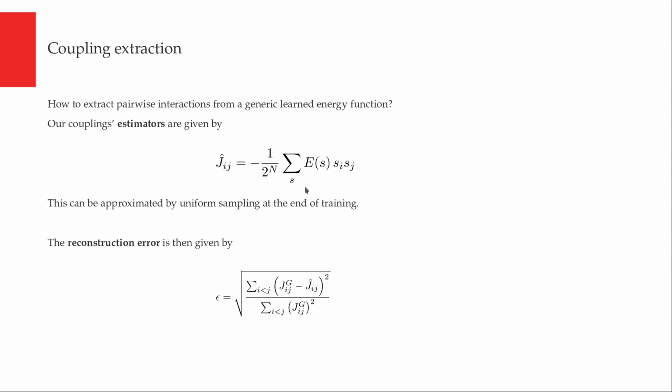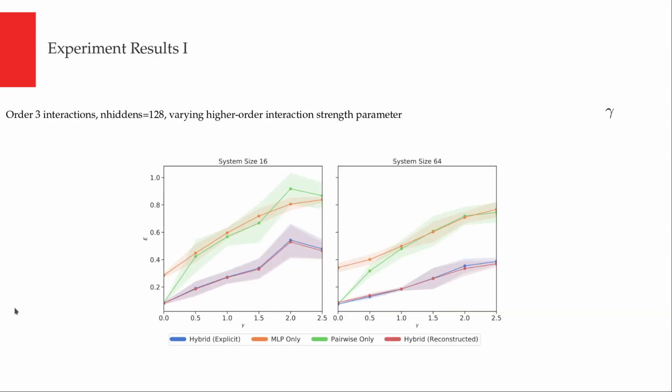And the way you do that is that you take the energy. If you want to extract, for example, the couplings between positions i and j, you multiply by s_i and s_j, so these variables here, and you sum over all sequences and you normalize. And this can also be then approximated at the end of training simply by doing a uniform sampling. And then, given these reconstructed couplings, we calculate the reconstruction error of the couplings, which is defined here.